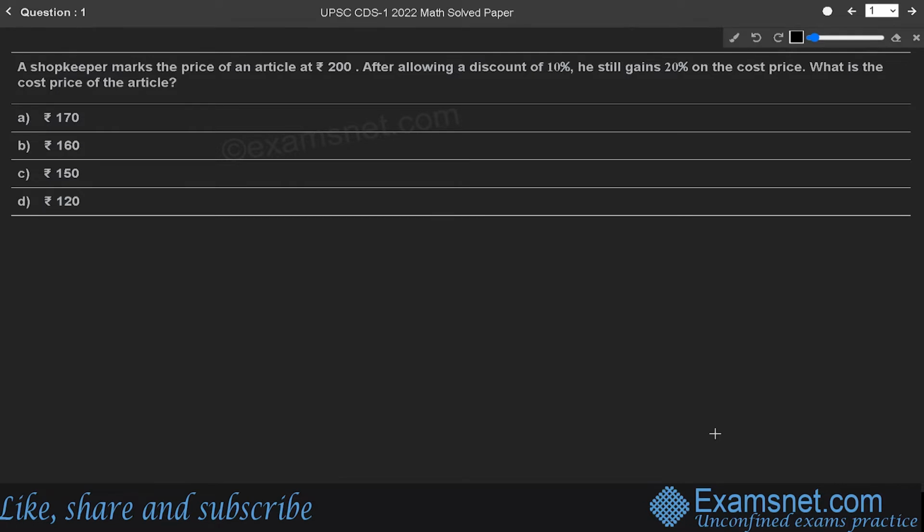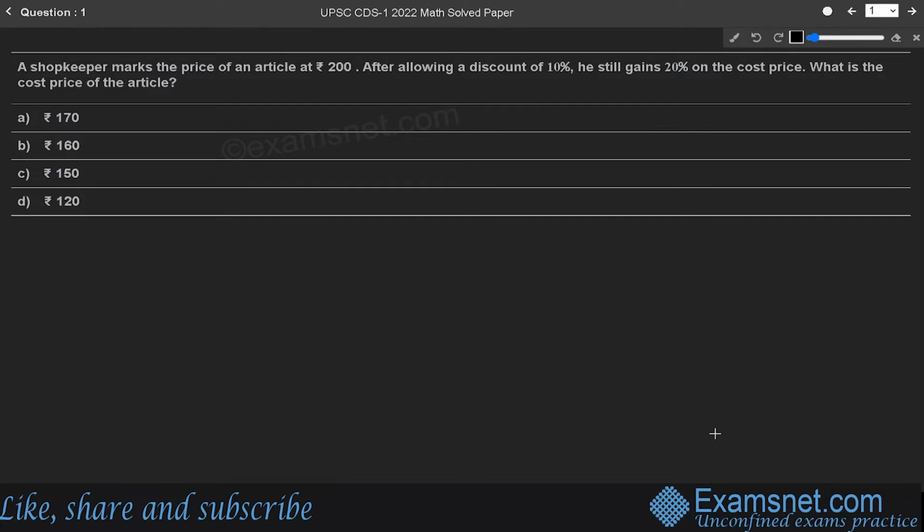A shopkeeper marks the price of an article at rupees 200. After allowing a discount of 10%, he still gains 20% on the cost price. What is the cost price of the article? This question comes from the simple interest. So let us solve this question.